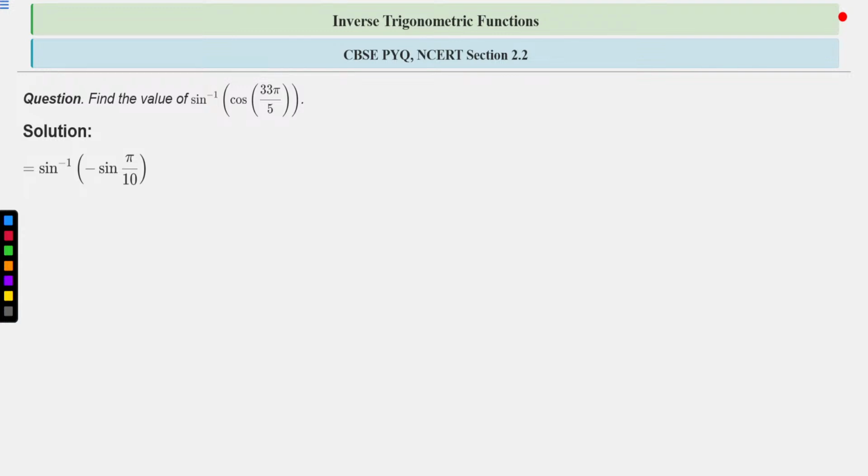And it will be equal to sine inverse minus sine pi by 10, right? Because cos of pi by 2 plus theta is basically minus sine theta, right? Therefore it will be equal to minus sine inverse sine pi by 10, and therefore its value will be equal to minus pi by 10, right? And we know that minus pi by 10 lies between minus pi by 2 to pi by 2. Therefore, the correct answer will be minus pi by 10, right?